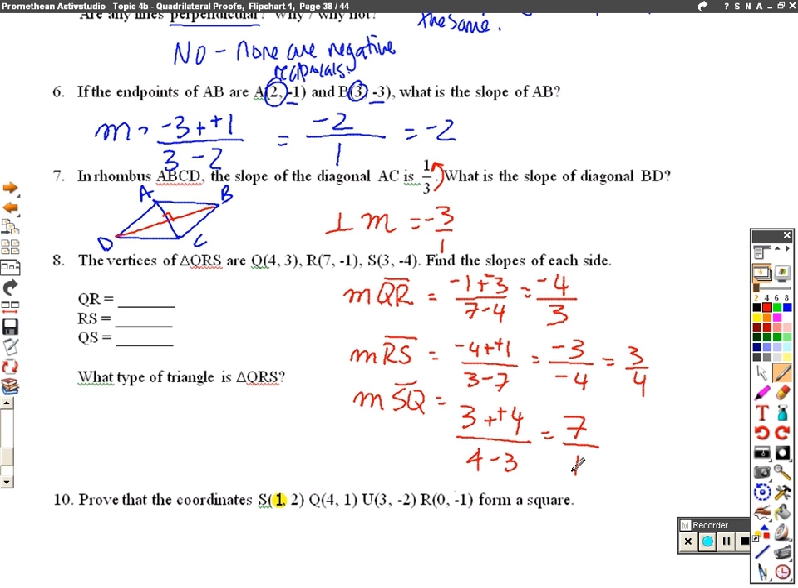Alright, so slope of QR is -4/3. Slope of RS is 3/4. And the slope of SQ is 7 over 1, or just 7. So what type of triangle is it? Well, based on the slopes, we know that QR is actually perpendicular to RS because they've got those negative reciprocal slopes. One of them is positive and one of them is negative, and they are flipped from each other. So because there's a right angle, this has to be a right triangle.